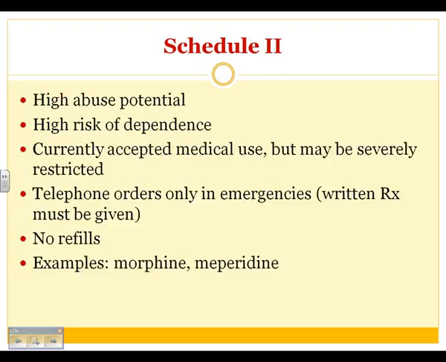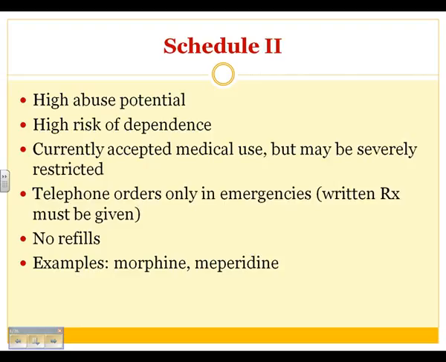Schedule 2 has a high abuse potential, a high risk for dependence. It's currently accepted for medical use, but it may be restricted. Telephone orders are permitted in emergency only, but a written prescription must be presented to the pharmacy within so many hours. No refills. An example of this would be morphine or Demerol.